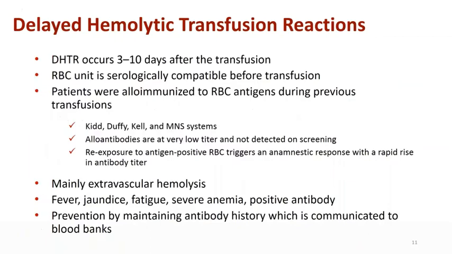Delayed hemolytic transfusion reactions is one type of reaction that all providers of patients being transfused should be aware of. This generally occurs after the child or adult goes home, 3 to 10 days after the transfusion. They appear to have a serologically completely compatible unit right before the transfusion. And these patients, it turns out, were alloimmunized to red cell antigens in the past, but that alloantibody became non-detectable. This is common with Kidd, Duffy, Kell, and MNS systems.